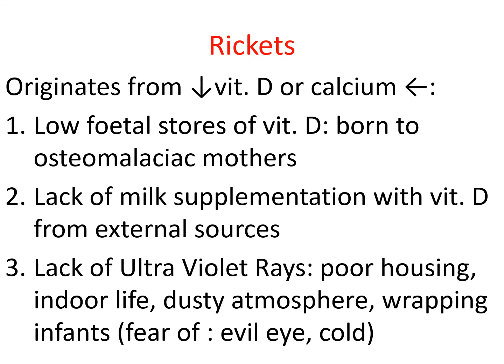Rickets originates from decreased vitamin D or decreased calcium due to low fetal stores of vitamin D in babies born to osteomalacic mothers, lack of milk supplementation with vitamin D from external sources, lack of ultraviolet rays, poor housing, indoor life, dusty atmosphere, and wrapping infants.